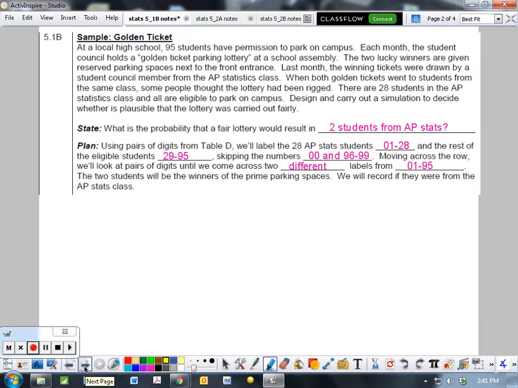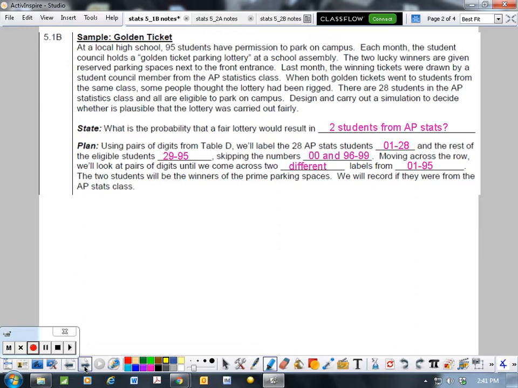Okay, so we have a sample problem called the golden ticket. At a local high school, 95 students have permission to park on campus. Each month, the student council holds a golden ticket parking lottery at a school assembly. The 2 lucky winners are given reserved parking spaces next to the front entrance. Last month, the winning tickets were drawn by the student council member from the AP Stats class. When both tickets went to students from that same AP Stats class, some people thought the lottery had been rigged. There are 28 students in the AP Stats class, and all are eligible to park on campus. Design and carry out a simulation to decide whether it is plausible that the lottery was carried out fairly.